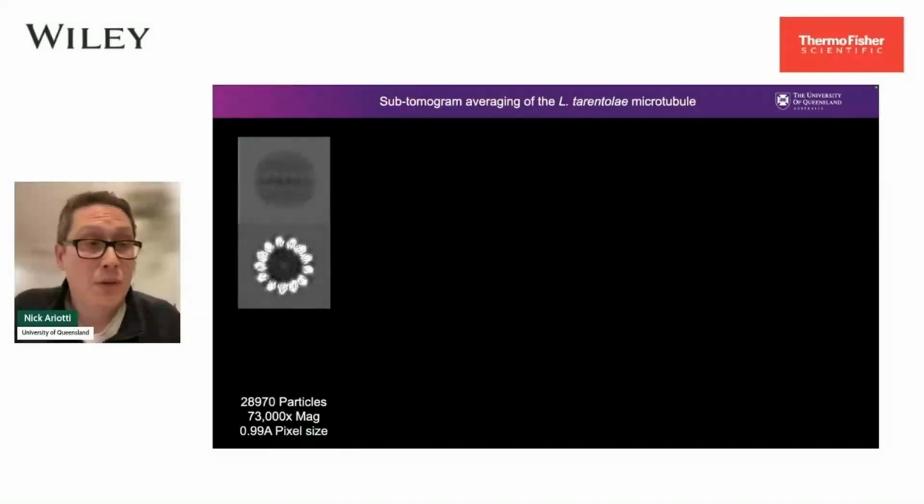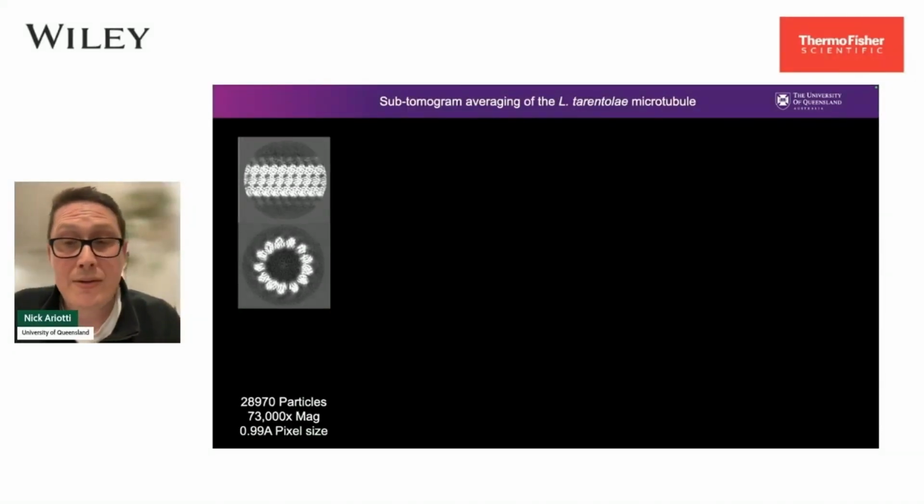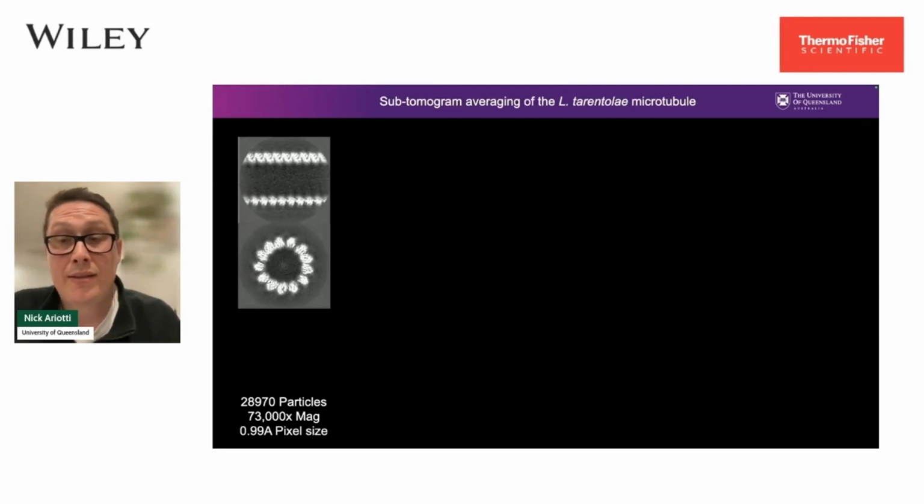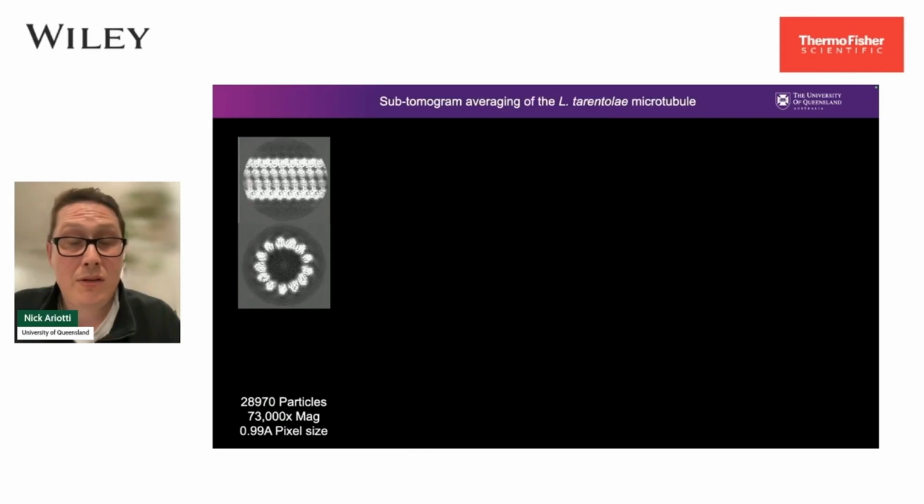And this is what it looks like. This is the data that we generate on our Glacios 200 kV system. I have to stress that this is without an energy filter. So this is 29,000 particles acquired at 73,000 times magnification with a pixel size of just under 1 angstrom.